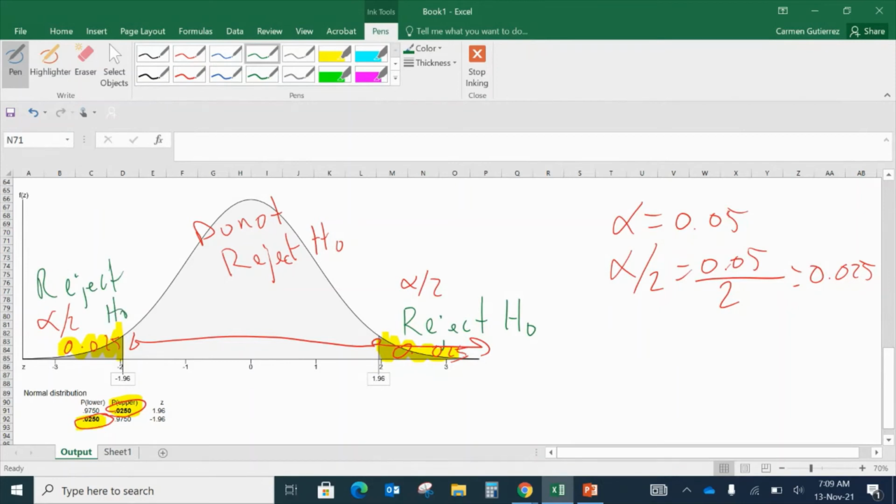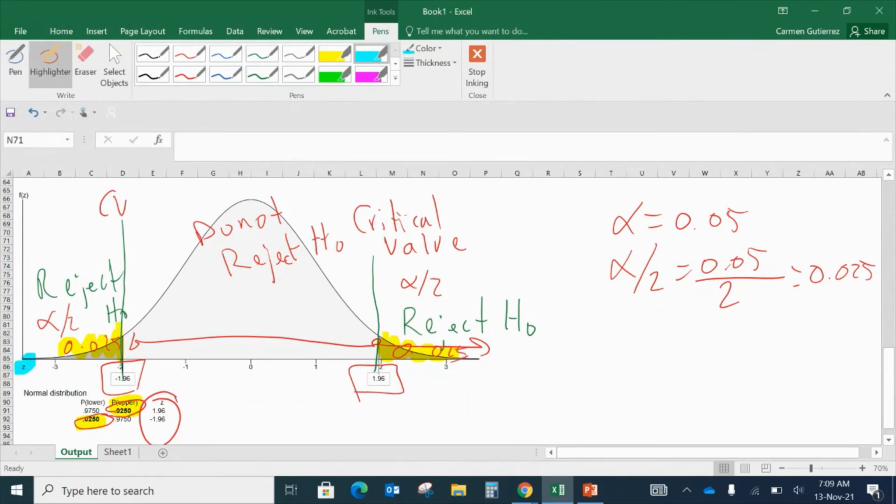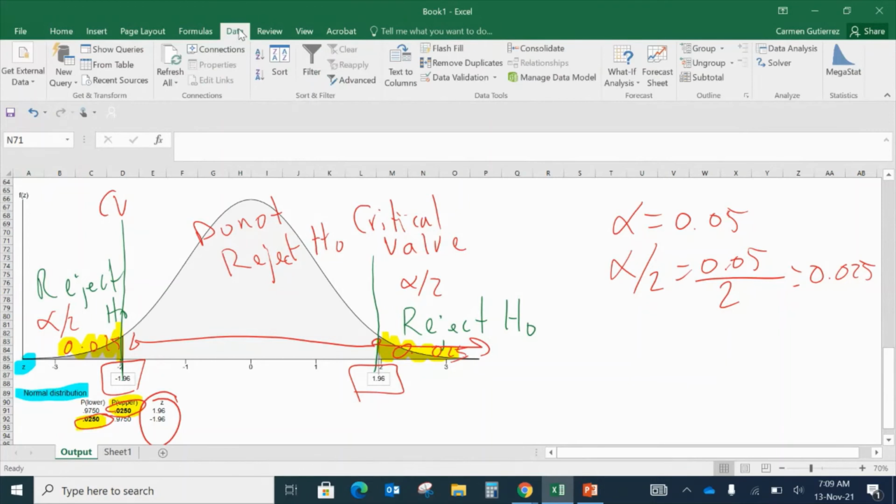All right, so the line, my critical value, the CV, the line that separates these two regions is 1.96, positive and negative. This is symmetric, and this is on the Z scale. You can see here, there's the Z scale. If you were to do the T scale, I'll show you quickly here.